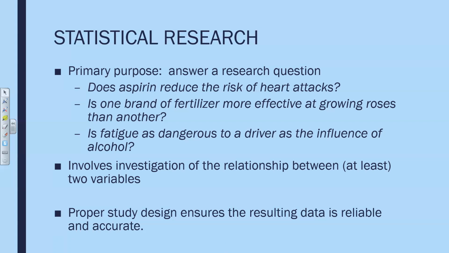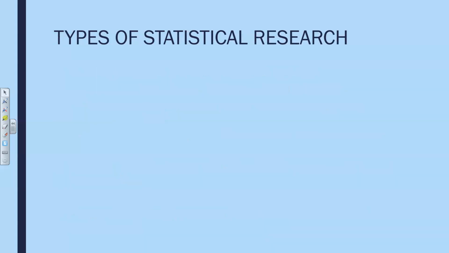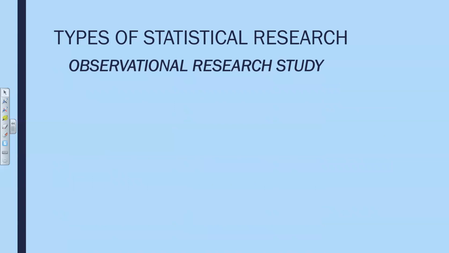There are two different types of studies, two broad categories, if you will, that we can talk about. So we're going to talk about what those two are. The first one is called an observational research study, or sometimes we'll just call it an observational study or an observation.